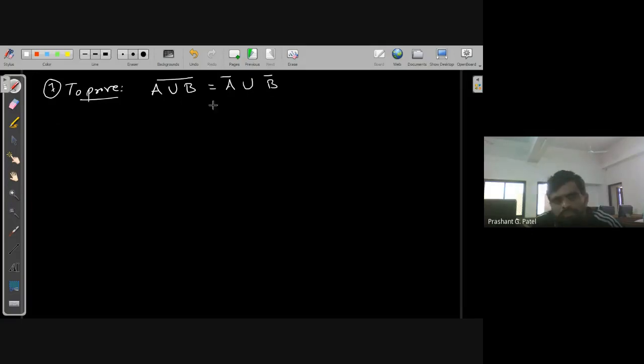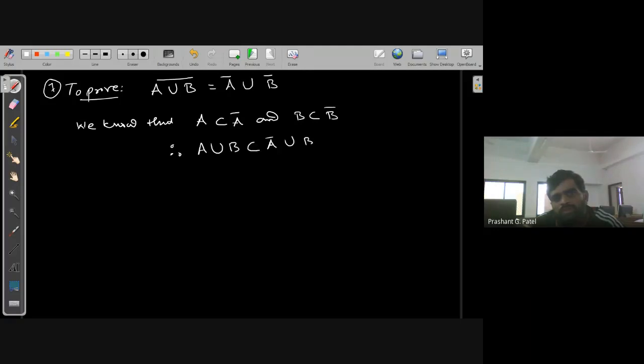So we have to prove this thing. This is the seventh: the closure of A union B is equal to the closure of A union the closure of B. So there are two sets. We have to prove that each of them is a subset of the other. One side is very trivial. Why? Because we know that A is a subset of A closure and B is a subset of B closure. So therefore, we can write A union B is a subset of A closure union B closure.